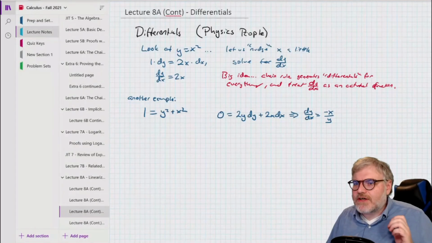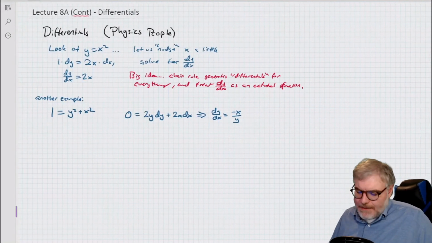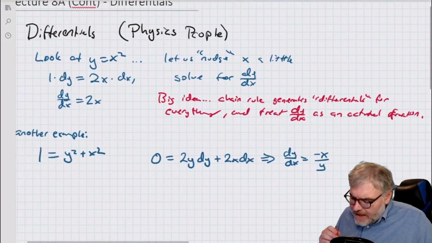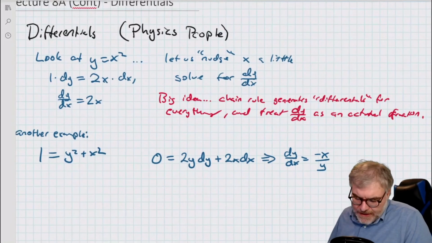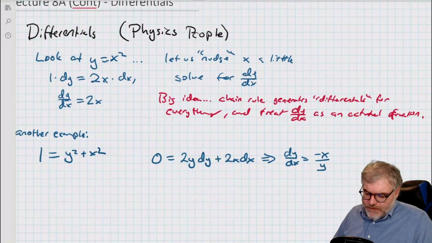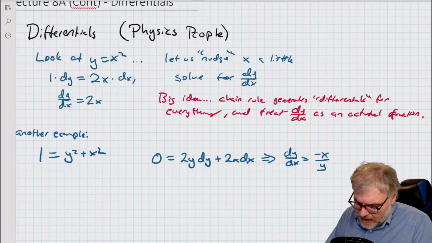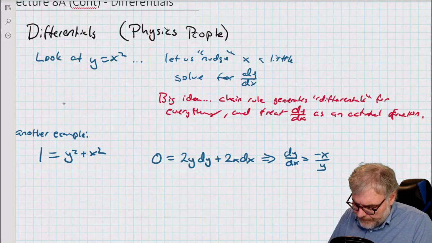So now let's look at differentials. Differentials are one of those things that are totally optional for Calc 1. They are nice if you do things. The idea is we're going to just nudge both things a little and then solve for dy over dx. So what I'm going to do is generate these differentials by the chain rule. So let's just look at what's going on.